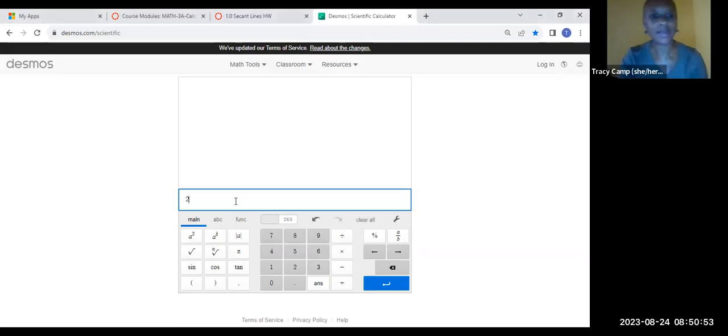So let's see, I'm putting all this into the calculator. 2.1 squared plus 2.1 plus 4, I get 10.51.